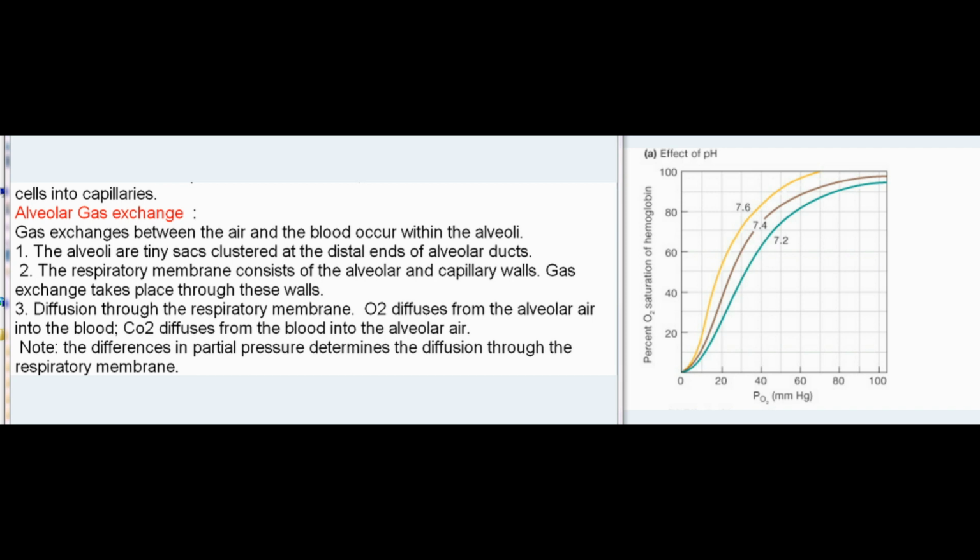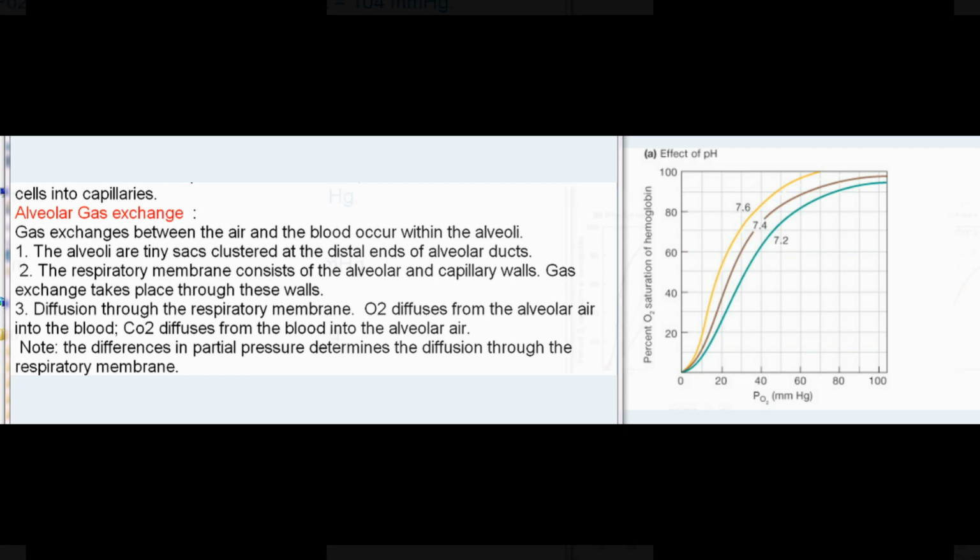Alveolar gas exchange. Gas exchanges between the air and the blood occur within the alveoli. 1. The alveoli are tiny sacs clustered at the distal ends of alveolar ducts. 2. The respiratory membrane consists of the alveolar and capillary walls. Gas exchange takes place through these walls. 3. Diffusion through the respiratory membrane. O2 diffuses from the alveolar air into the blood, CO2 diffuses from the blood into the alveolar air. Note, the differences in partial pressure determine the diffusion through the respiratory membrane.